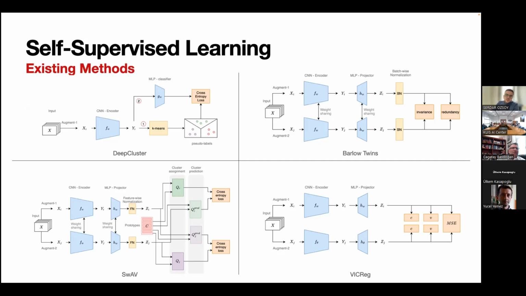The methods on the right-hand side can be named regularization-based methods and use decorrelation of output representations to prevent collapse. Above is Barlow Twins. The main objective of Barlow Twins is the convergence of the normalized cross-correlation matrix of output representations to the identity matrix.